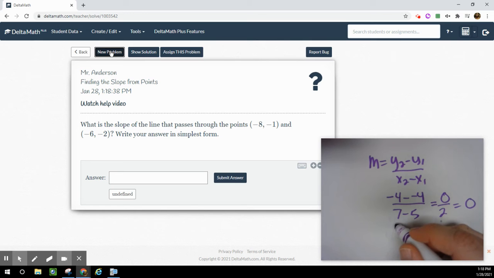In the next one, if we apply the slope formula, it's -2 minus -1 over -6 minus -8. So -2 plus 1 is -1, and -6 plus 8 is +2, so that'd be -1/2.